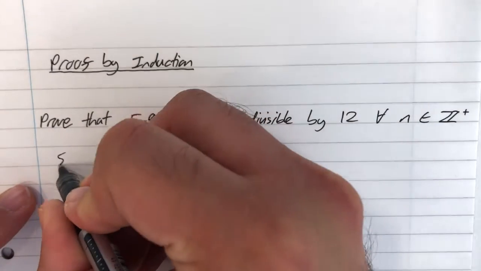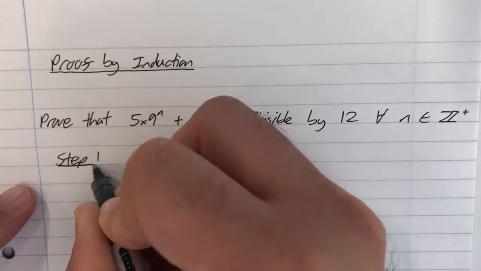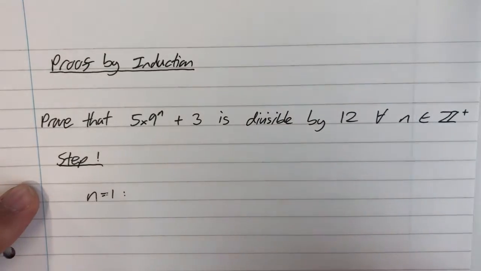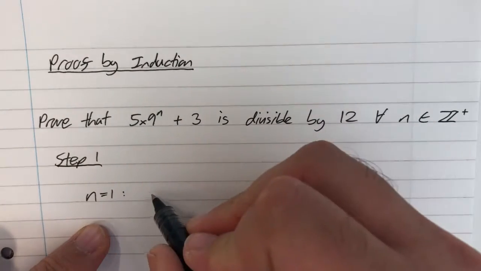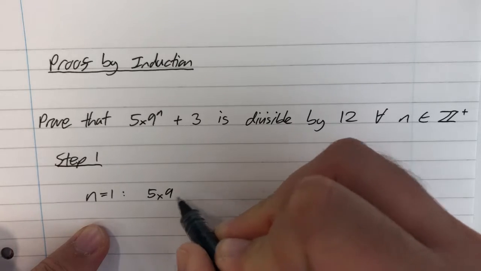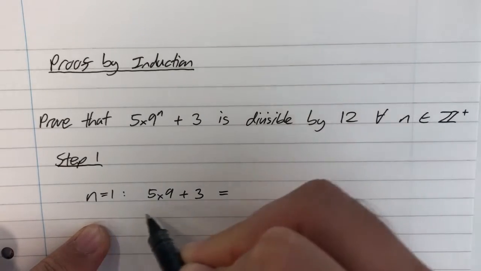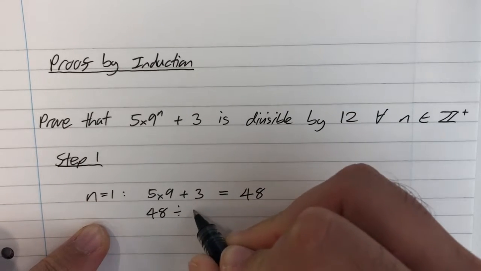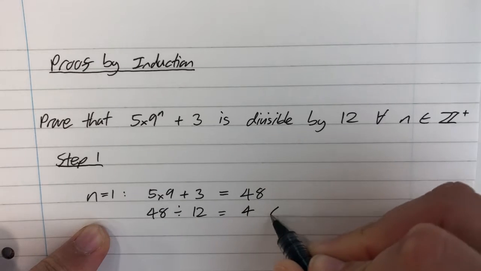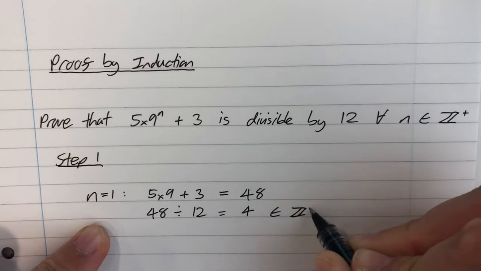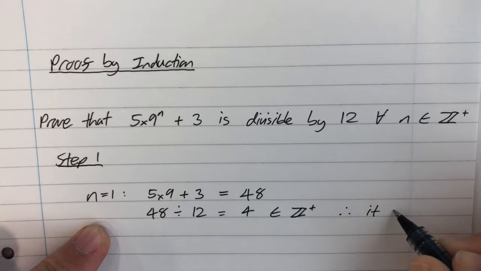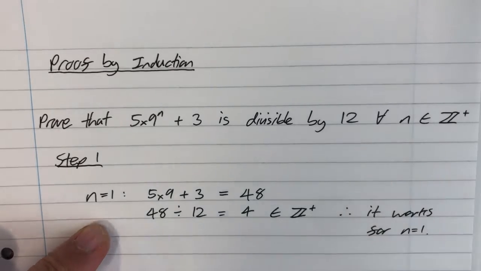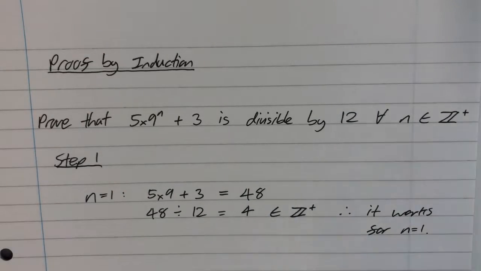And with all proof by induction, we're going to first of all prove it works with n equals 1. Okay, you're going to prove you can get on the ladder, and then you can prove you can get up the ladder. So we're going to get 5 times 9 plus 3. 5 times 9 is 45, plus 3 is 48. 48 divided by 12 is 4. Now that is an element of the positive integers, therefore it works for n equals 1. Okay, so that's true for n equals 1.